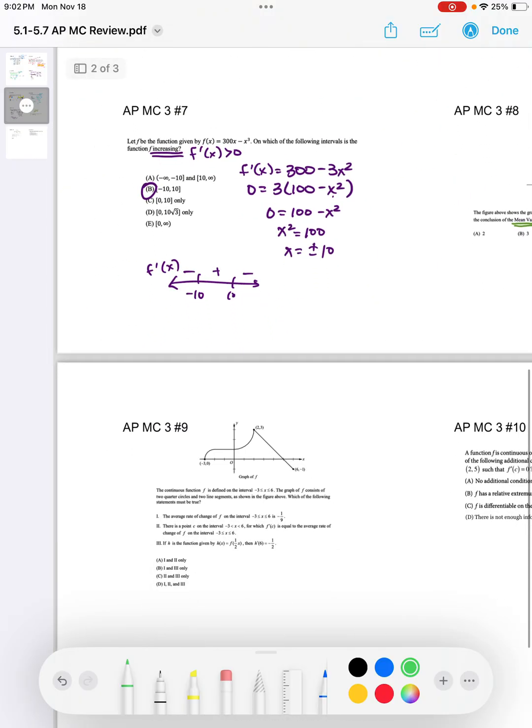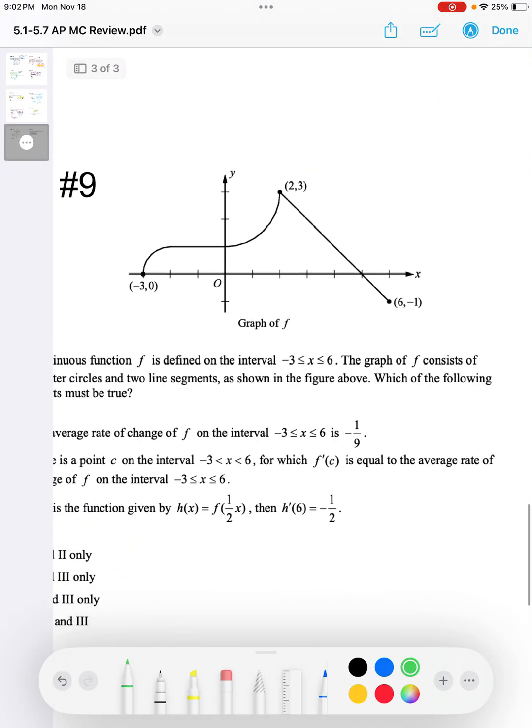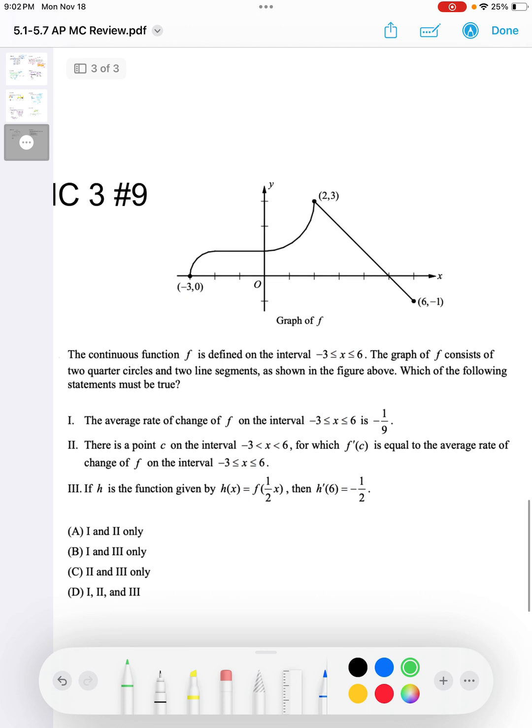Okay, go on to number 9. All right, there's a lot going on here. The first one is: the continuous function f is defined on the interval from negative 3 to 6, consists of 2 quarter circles and 2 line segments, as shown in the figure above. Which of the following statements must be true?